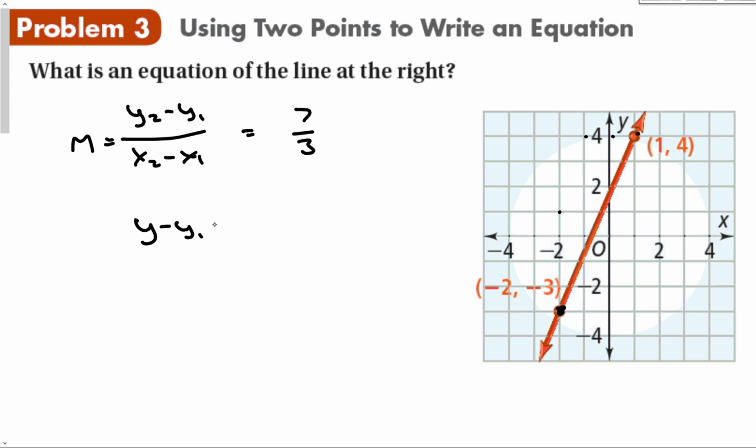So my equation, y minus y1 is equal to m times x minus x1. And then I fill in my coordinates. And like I said, let's use the first coordinate up there, 1 comma 4. So that would be y minus 4 is equal to 7 over 3 times x minus 1.